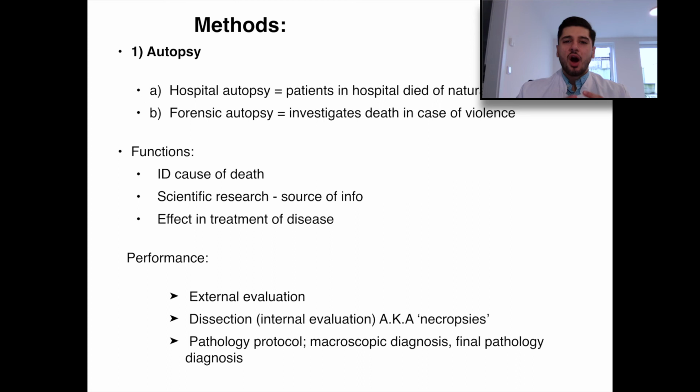So what are our methods? First is the autopsy. We have a hospital autopsy, where the patient in the hospital died of natural causes. Then we have the forensic autopsy. There, the doctors investigate death in case of violence. The functions are identifying cause of death, scientific research, source of info, effect and treatment of disease.